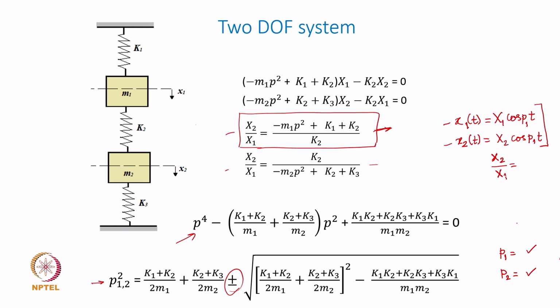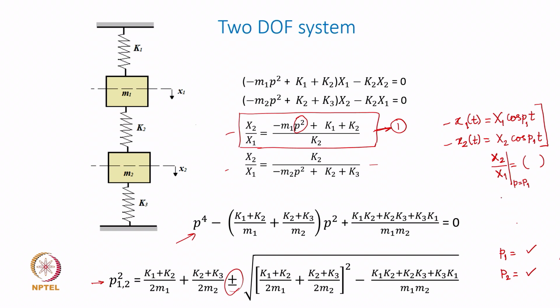And how do you get this x2 over x1? By substituting for this P square as P1 square. Let us say I call this expression 1. By substituting P equal to P1, you will get some numeric value. That numeric value tells you the amplitude ratio between mass M2 and M1, which is maintained when both of them oscillate with the frequency P1.